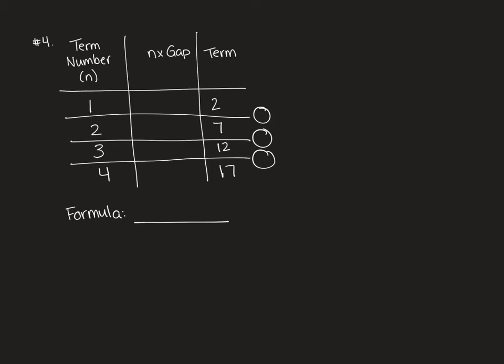So your first step is to find the gap. So we look and go, how do you get from 2 to 7? Well, you add 5. How do you get from 7 to 12? You add 5, and 12 to 17, you add 5. So at this point, we already know that our formula is going to start with our gap number times our term number. So that's just what this means.